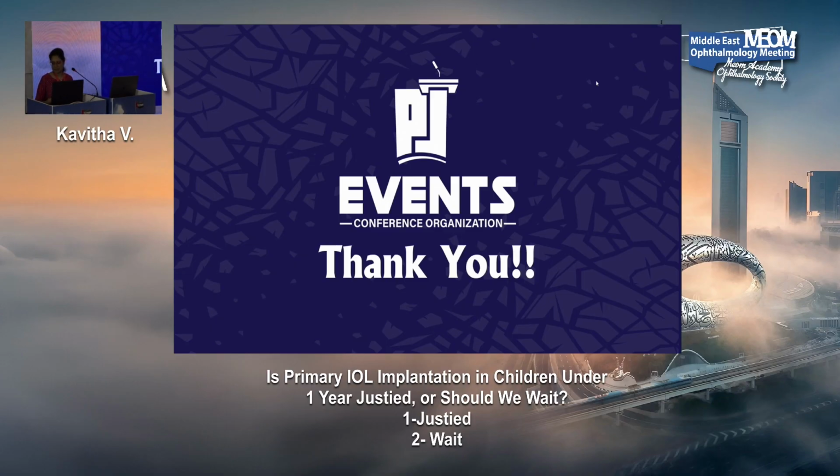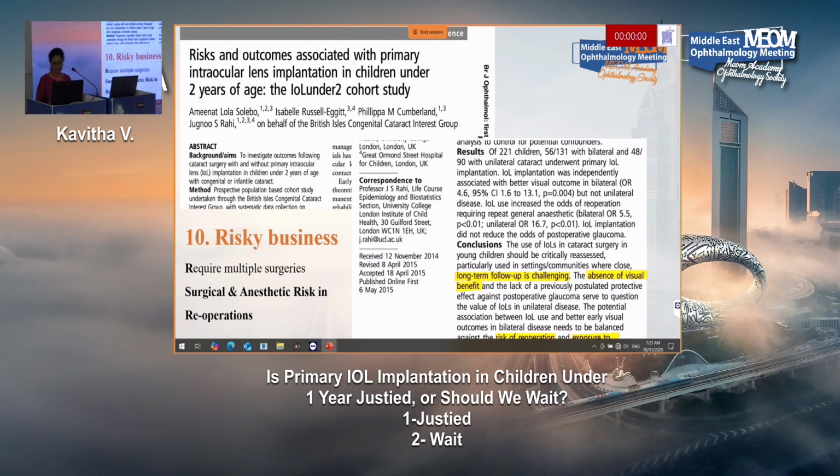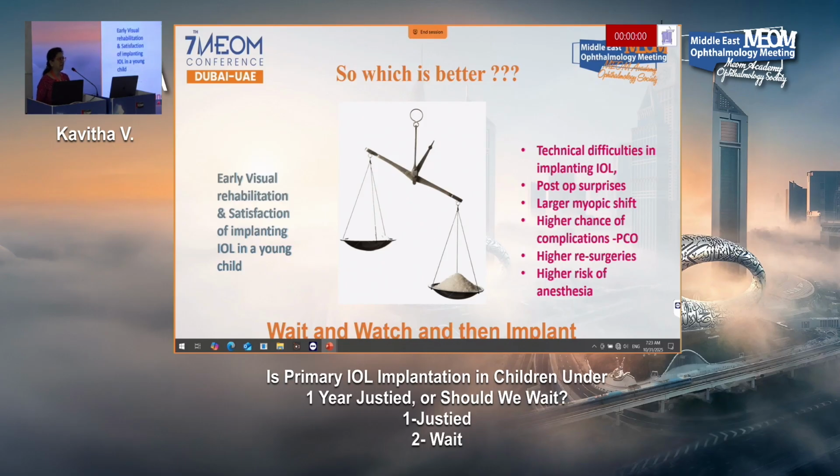Just one slide, last slide, please. So which is better? I leave it to you. On the weighing scale, you have one most important thing that we are all wanting, which is early visual rehabilitation and a lower incidence of amblyopia by implanting an IOL in the young child. On the other part, you have the technical difficulties of implanting an IOL, post-op surprises, larger myopic shift, higher chances of complications, higher resurgeries, and higher risk of anesthesia. I would wait and watch and then implant.